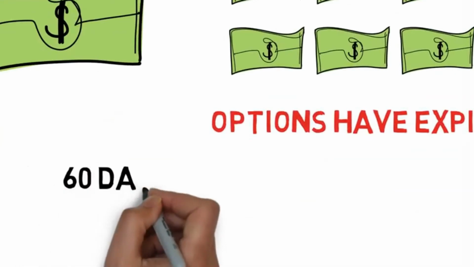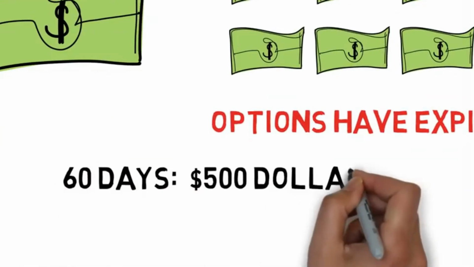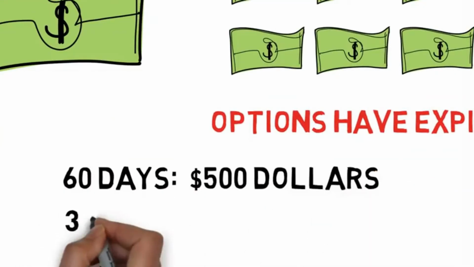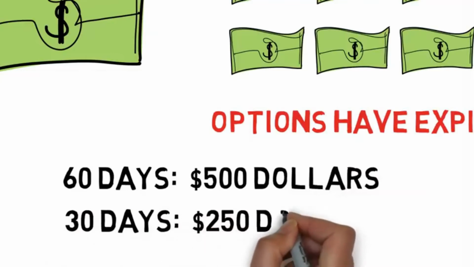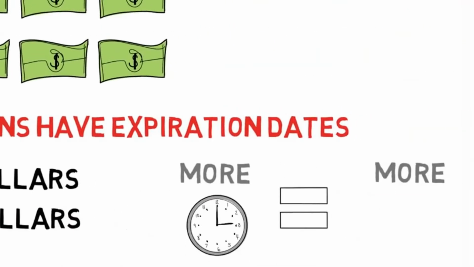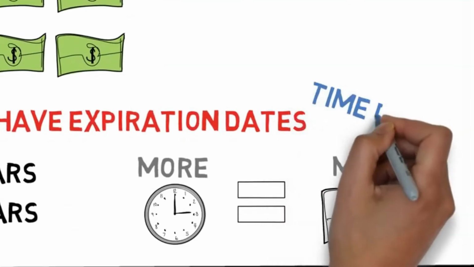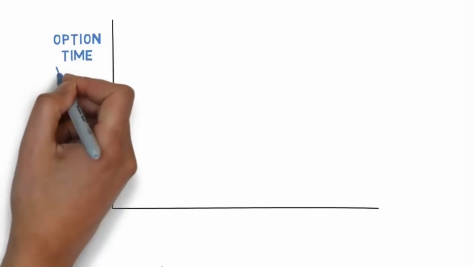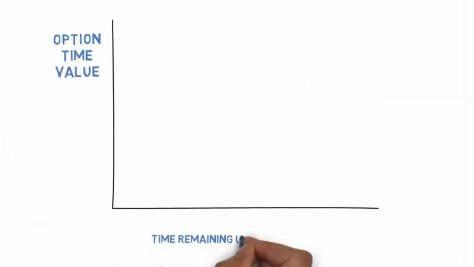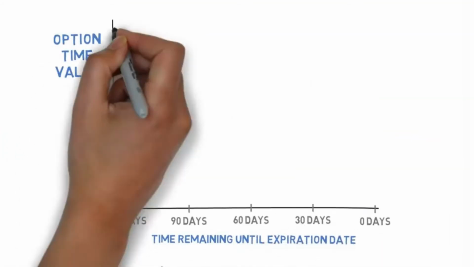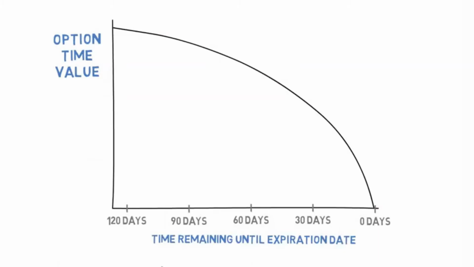An option with 60 days until expiration might cost $500 when the option with only 30 days to expiration only costs $250. So more time equals more money. Naturally, as time passes, an option's time value will decay. This is known as time decay. Now, let's take a look at how an option's time value will decay over time. The curve will look something like this.